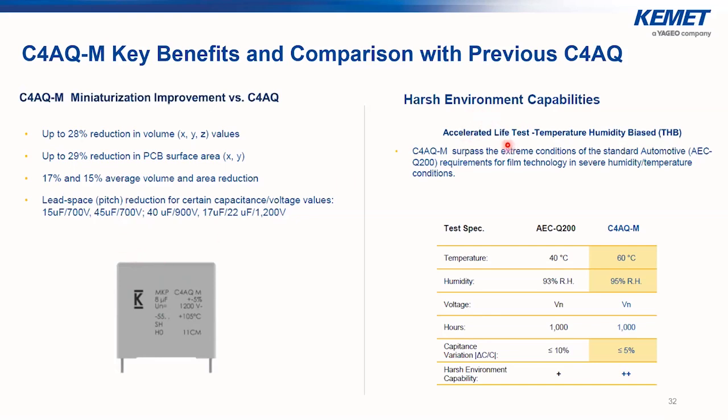When it comes to environmental capabilities, both C4EQ and C4EQM are, of course, AEC-Q200 certified. And in terms of THB performance, they have better performance than the requirements of the AEC-Q200 test. So we have 60 degrees, 95% relative humidity, compared to the 40 degrees and 93% relative humidity required by AEC-Q200. At the same time, we have a better capacitance drop than the one required in the standard.